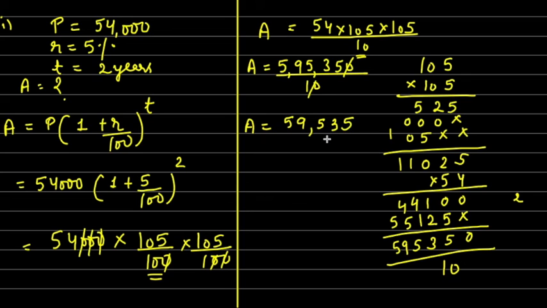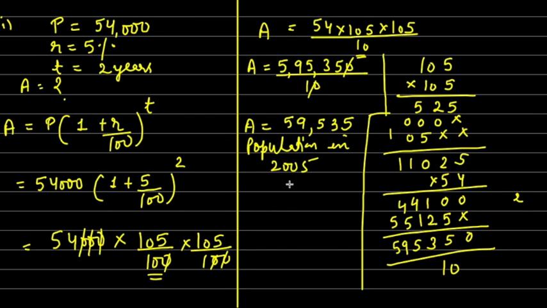59,535. So this is the population in 2005. Okay, so this is how we have calculated it carefully. You have to be very careful with the calculation part in these questions. And this was question number 10 of this exercise.